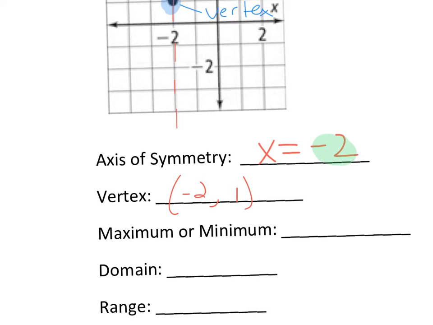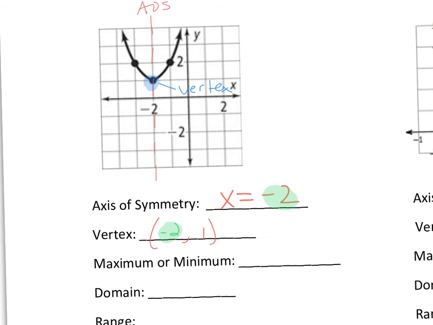Whatever you have here should always show up here. Your axis of symmetry and your vertex are always related. Those x values will always be the same, okay? Now, we have to identify whether or not this is going to be a max or a min point. And so when we're asking about the max or min, we're still referring to the vertex here.